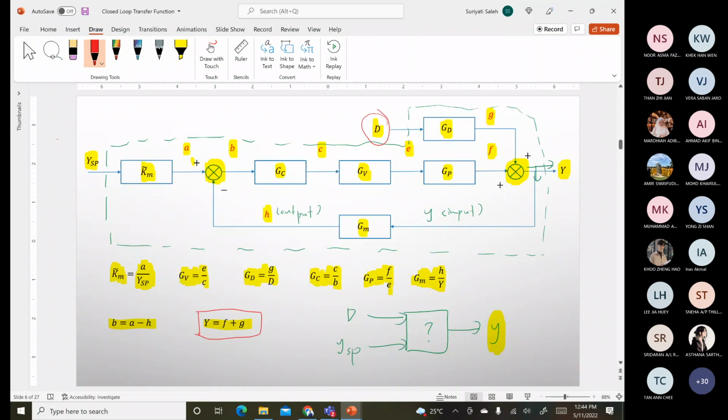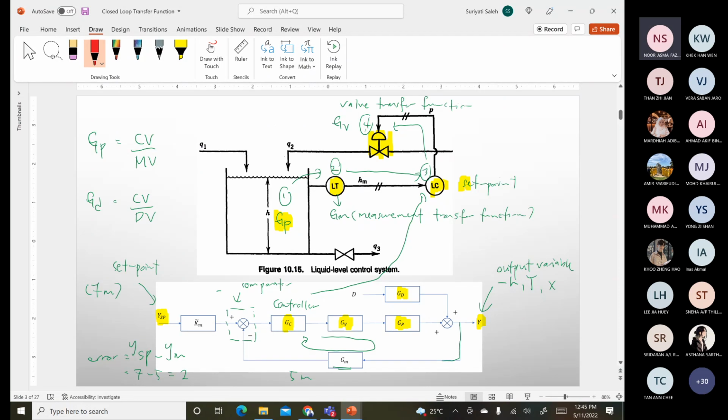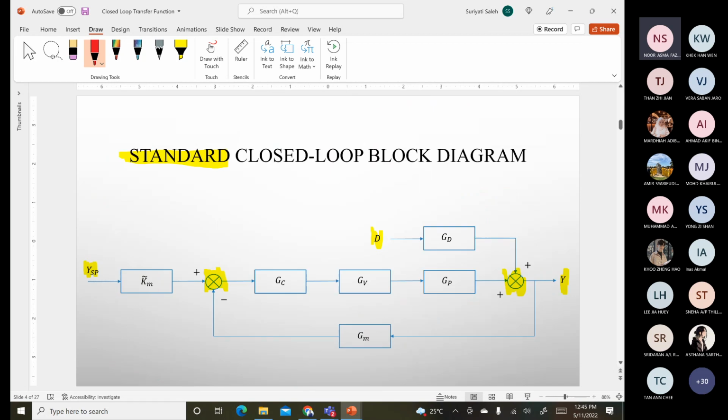In this case, I refer to this one. So this is what we call the standard closed loop block diagram. That means the arrangement is fixed. How you get this arrangement is based on the closed loop configuration, where you start with the LT, LC, and the valve. So this is the standard arrangement. It is not going to change. So from the configuration, you obtain the closed loop block diagram.